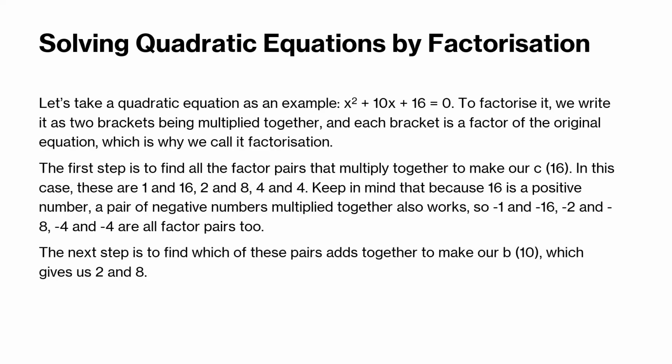The next step is to find which pair of these pairs adds up to give us our b. Our b here is 10. So, 1 and 16 added together is 17. That's obviously wrong. 4 and 4 would give us 8. 2 and 8 would give us 10, which is our b. So 2 and 8 is the correct answer.